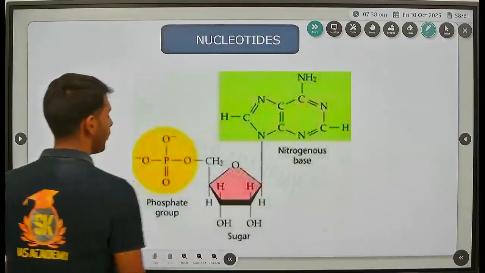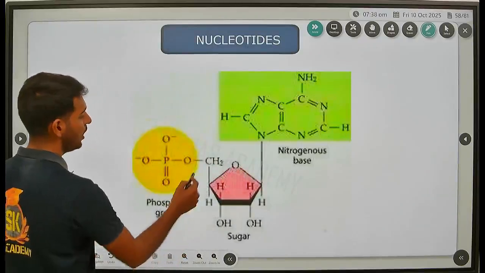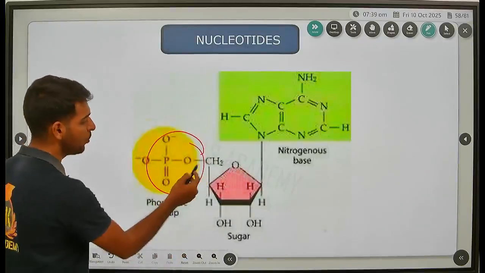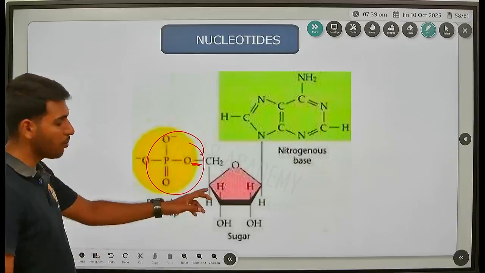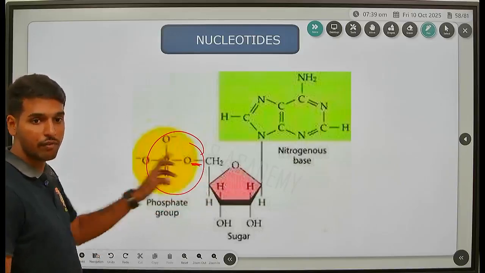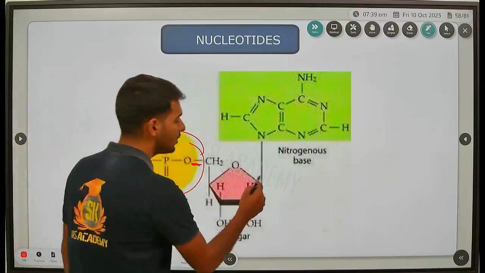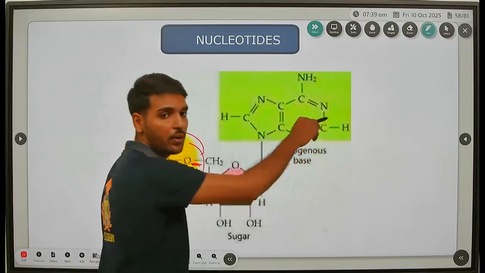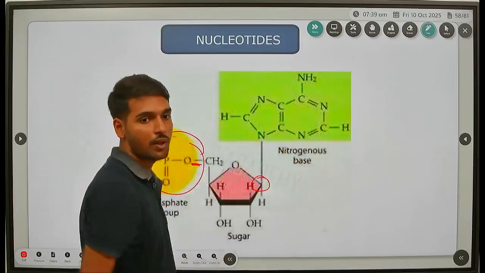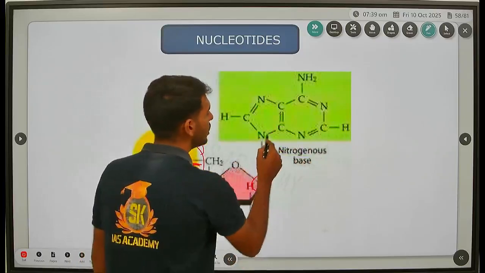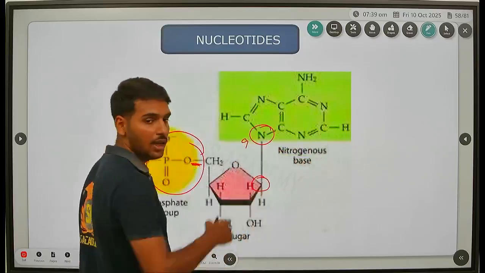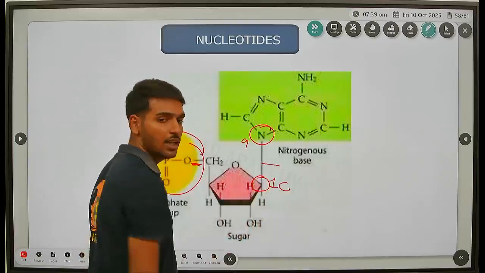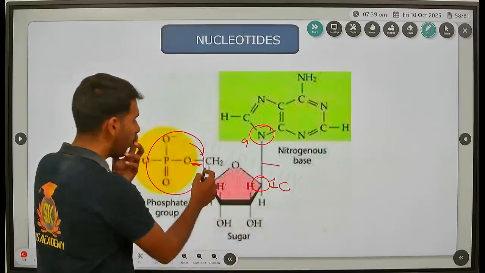Okay, so what bond is this? This is the phosphoester bond. Which carbon? The fifth carbon. From the fifth carbon this bond is forming, and this is your first carbon. Is this a pyrimidine or a purine? A purine, ninth position. Ninth position, first carbon. What bond? N-glycosidic bond.